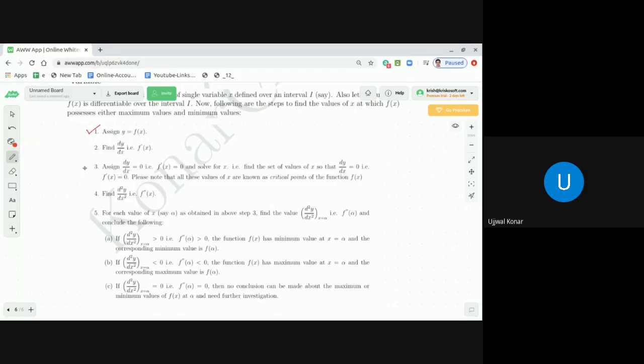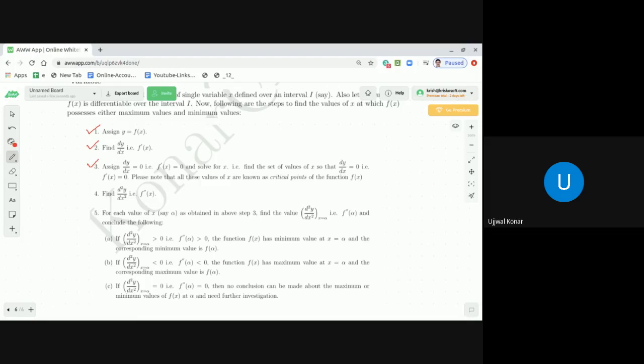Second one is that find the first order differentiation of f(x), that is dy/dx, that is f dash x. Then the third step, assign dy/dx equal to 0, that is f dash x equal to 0. F dash x equal to 0 is an equation. So let us solve it for x. That means find the values of x so that f dash x equal to 0, that is dy/dx equal to 0. Please note all these values of x, and these are the critical points.